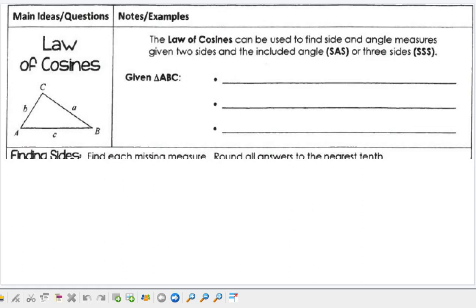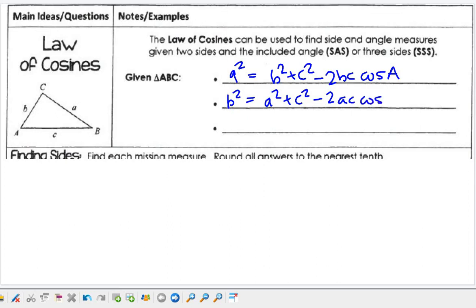So if you're given side a, okay, a squared is equal to b squared plus c squared minus 2bc cosine A. If b squared is out here, then you have b squared equals a squared plus c squared minus 2ac cosine B, and c squared would be a squared plus b squared minus 2ab cosine C. The big thing that I need you to get from this is that whatever side is out here, then the angle has to be here, and the other two just fill in the gaps, the other two sides.